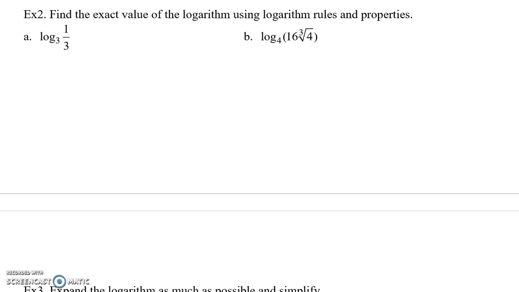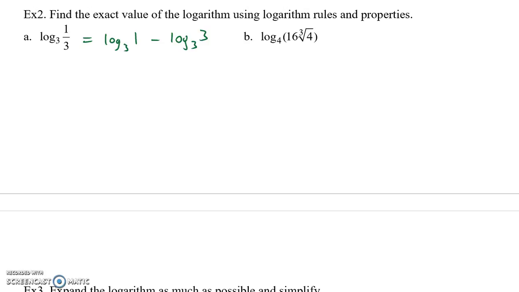Let's look now at example 2. Find the exact value of the logarithm using logarithm rules and properties. The first one, log base 3 of 1/3. I'm going to show you two ways that you can find the value of this logarithm without converting. Oh, actually, I'll show you 3 ways. How does that sound? Very exciting. Log base 3 of 1/3. One way, since we're just talking about it now, would be to use the quotient rule to write this as a difference of logarithms. Log base 3 of 1 minus log base 3 of 3.